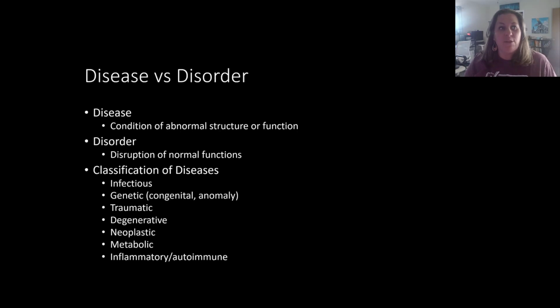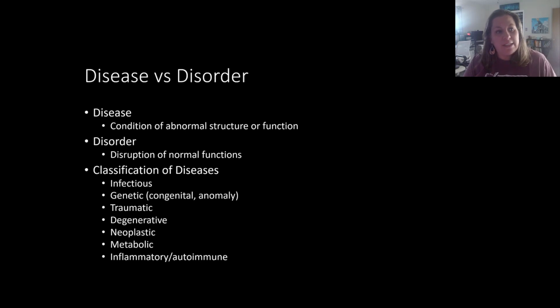So first, before we get started with some terminology, we need to make sure we understand the difference between disease and disorder. A disease is a condition of abnormal structure or function. So anytime the structure of an organ or a tissue is out of whack or the function is out of whack, we would consider that a disease.